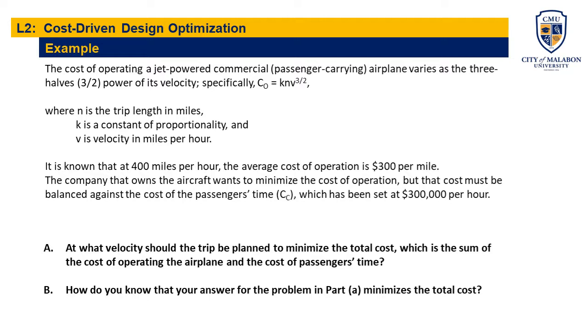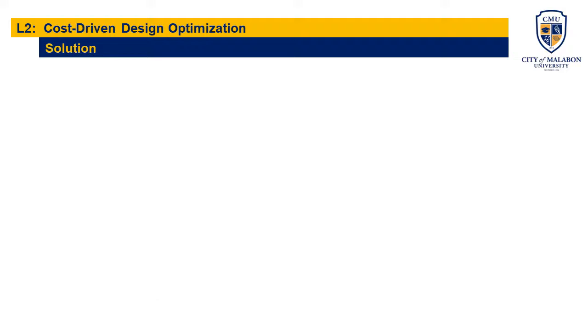So going back to the approach that we described earlier, this is our solution. We know that the total cost is equal to the operating cost plus the passengers' time cost. So that will be K N V to the 3 halves plus 300,000 per hour times N over V, where N over V is time, of course, right? So N is miles and then V is miles per hour.